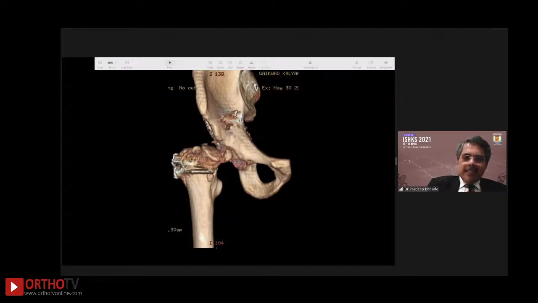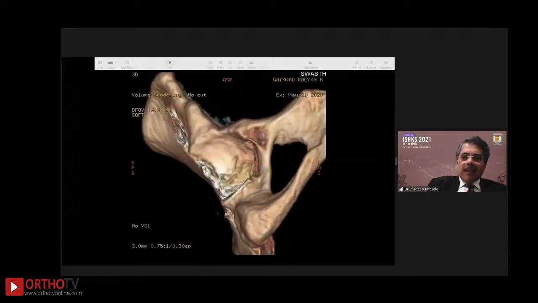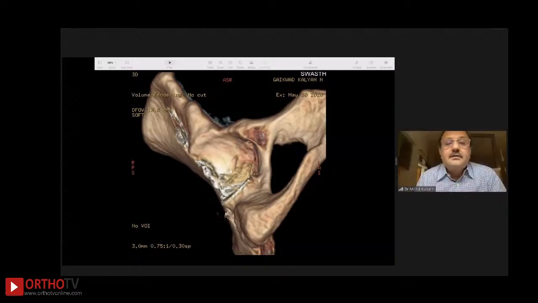After good exposure, I will go for posterior exposure. And see that you have to reconstruct the posterior wall. Don't try to chase the implant, try to remove the implant. Whatever comes in your way, screws, you may have to remove it. And there's already a plate, so you can reconstruct with some bone grafts. Some part of the head can be used. And wherever you get good bone support, use it.